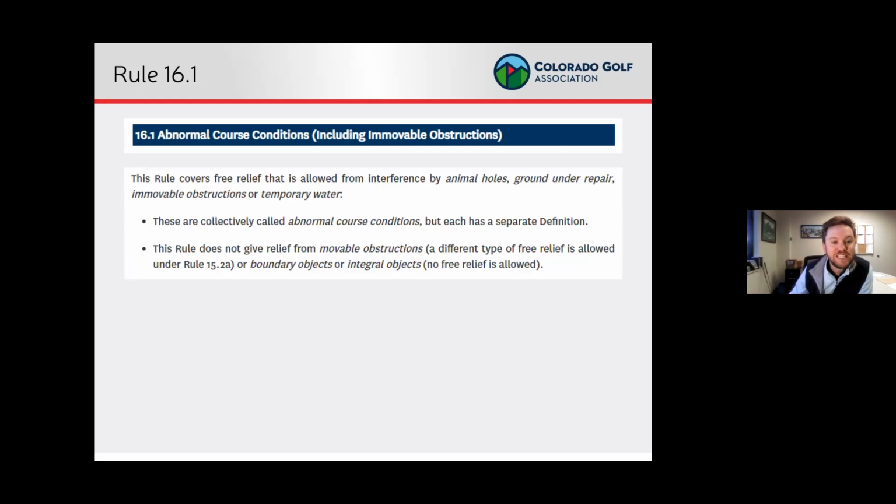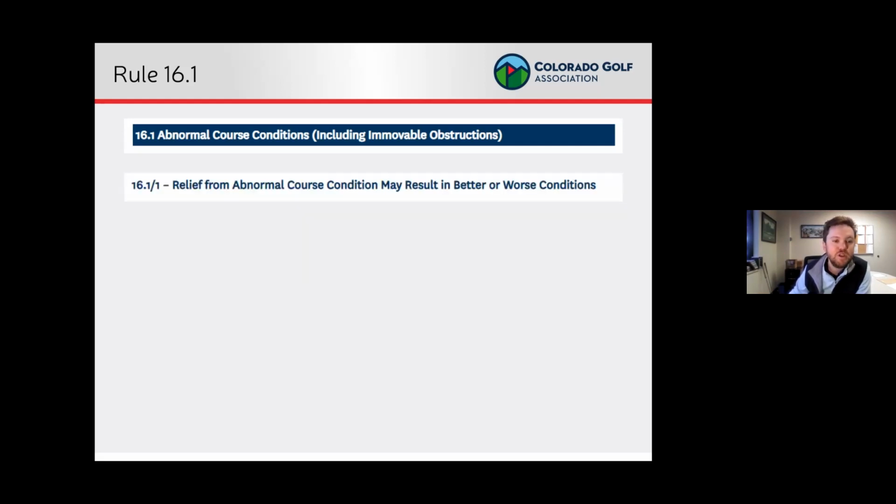It says this rule does not give relief from movable obstructions. A different type of free relief is allowed via 15.2a, which we covered last week. Or again, it's singling out boundary objects or integral objects where no free relief is allowed. Those always kind of gang together because they're very, very similar. There are a few minor differences, but they're very similar in how you treat them and how you play them. Again, the easiest thing to say is there's no free relief allowed. You're playing around those or taking penalty relief if you have interference from those.